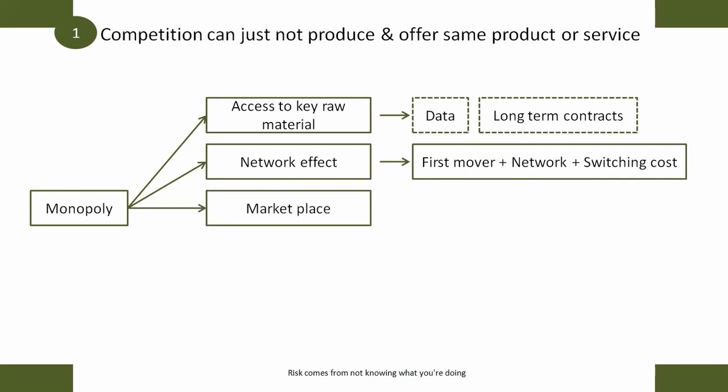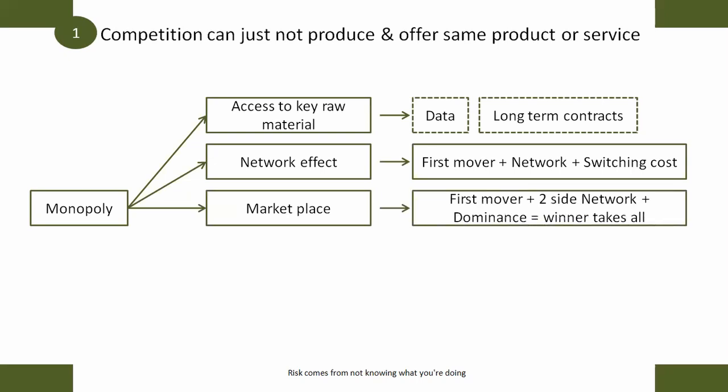An even stronger possibility is a marketplace, like eBay, where we have a two-sided network effect. You have buyers and you have sellers. Once this kind of network gets formed and the marketplace gets created, it becomes a winner-takes-all kind of situation, and it creates a monopoly.